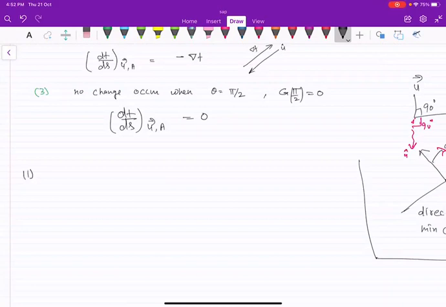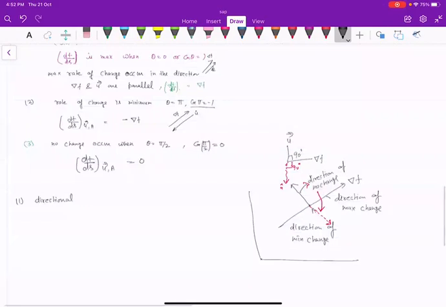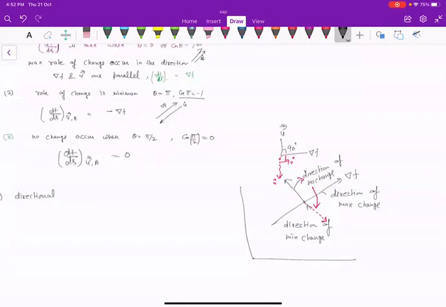Sometimes we can also write it in this way, like the directional derivative increases rapidly when theta. And show the diagram once again. Yeah, should I explain it? Yes, ma'am, just once.